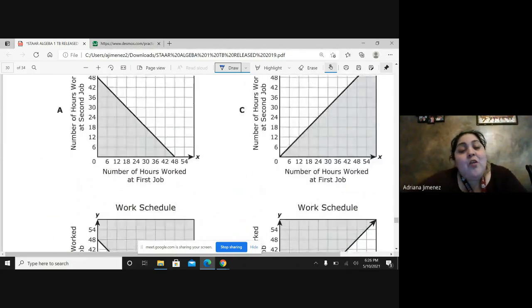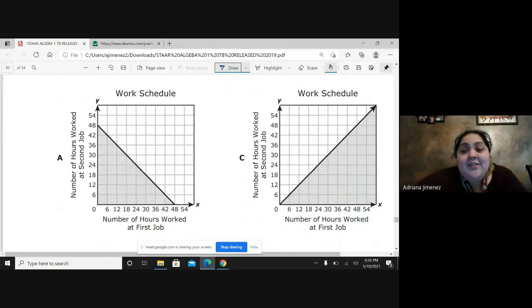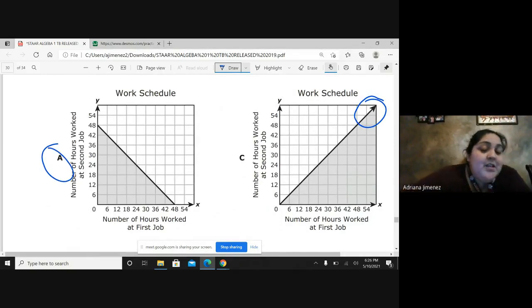Now it said no more than 48. That means I can't go beyond 48. This graph right here has an arrow. That means it keeps going. So that's going past 48. My answer has to be this one. It's the only one that's staying within 48 hours.